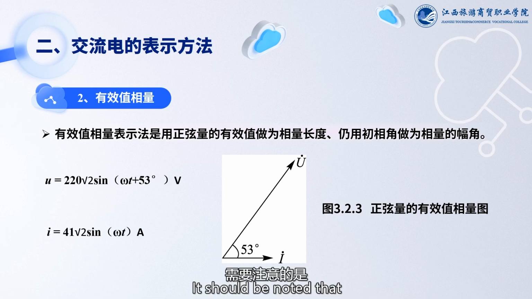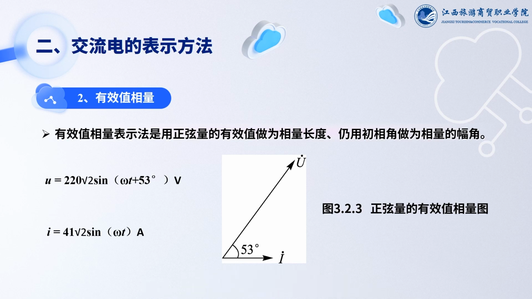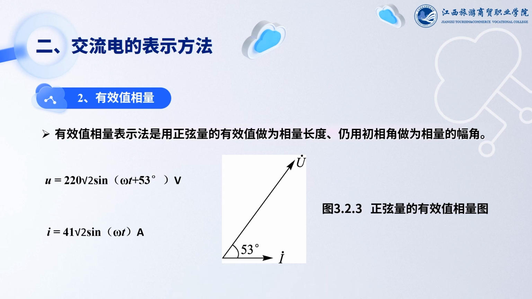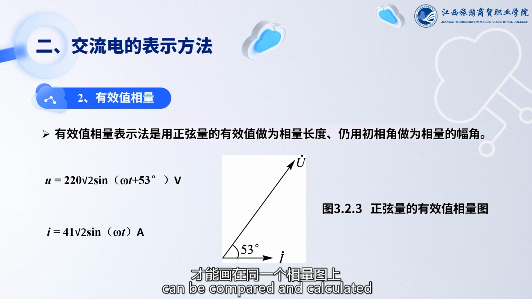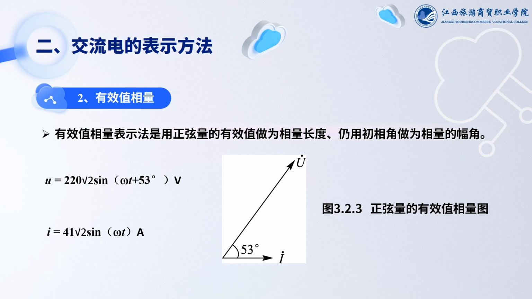It should be noted that only sine quantities can be expressed by phasors, and phasors cannot represent non-sinusoidal periodic quantities. Only sine quantities with the same frequency can be compared and calculated on the same phasor diagram.